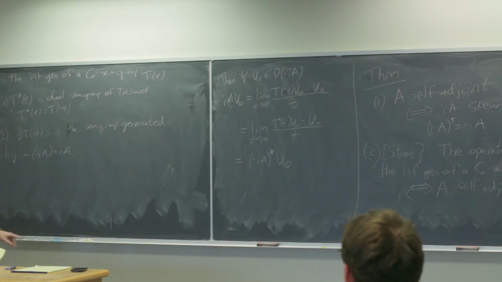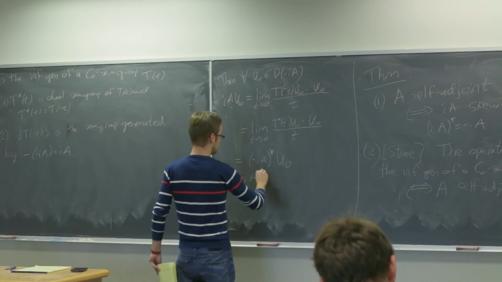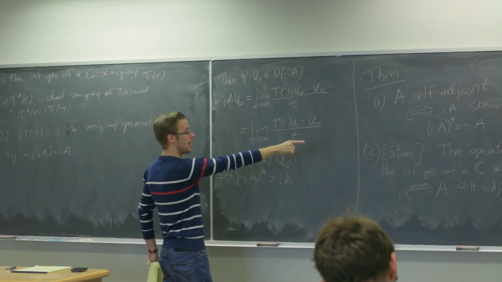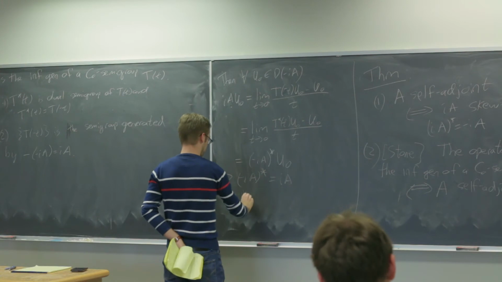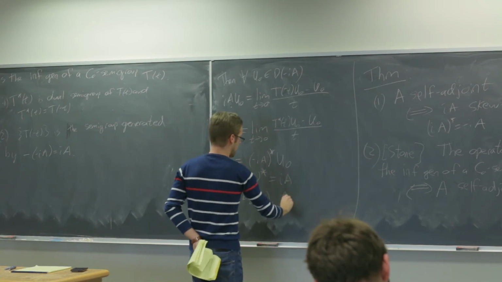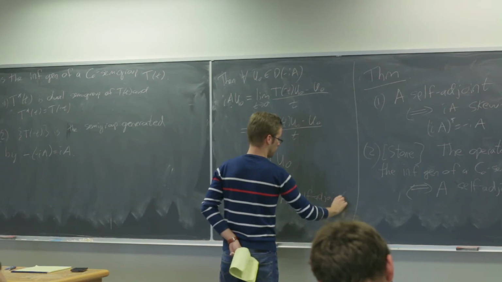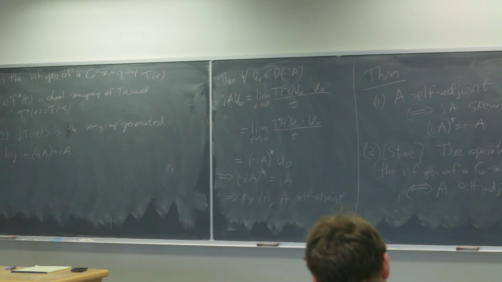So what does this say? This says that (minus iA)* is equal to iA. And after changing the minus sign by part 1, A is self-adjoint. This is why I need part 1. All right, so we proved the forward direction. Let's prove the interesting direction. Self-adjoint is all you need.